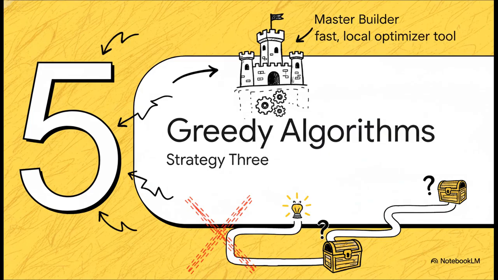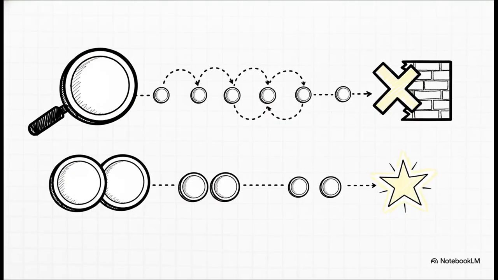All right, Section 5, Strategy 3, Greedy Algorithms. Now, the greedy algorithm is our fast, local optimizer tool. But listen, as a master builder, you absolutely must understand its exact limitations before you just deploy it in the wild. A greedy algorithm approaches a problem sequentially. It makes the immediate, absolute best possible local decision at every single step, with zero backtracking, no second guessing.